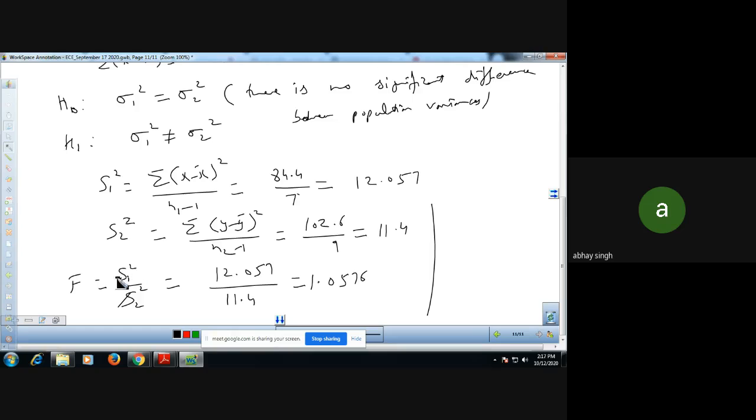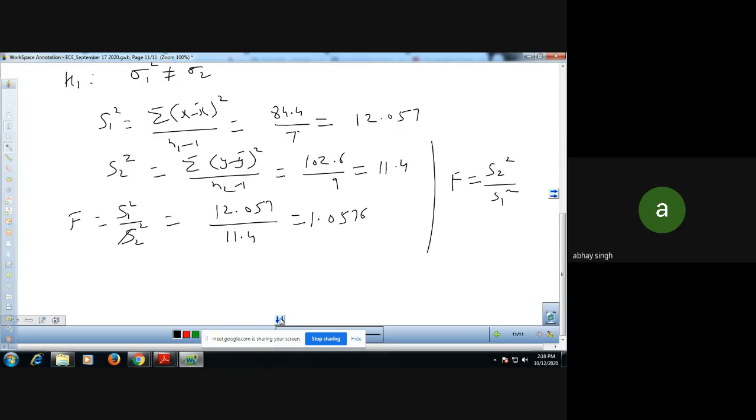Now the question arises: always remember the greater value we have to take in the numerator. The numerator value should always be greater than the denominator value. If it is not so, then the formula will be written as S2 square over S1 square. So whichever is the bigger value between S1 square and S2 square, you have to take in the numerator. This is the definition of the Snedecor F test.